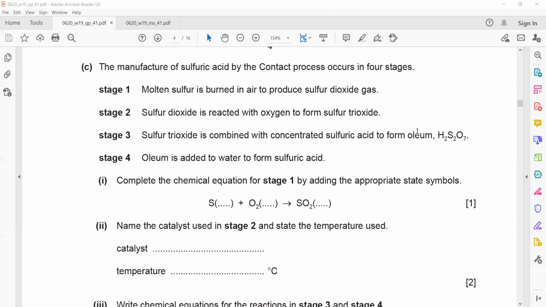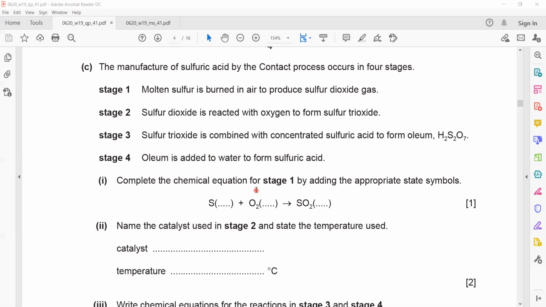Manufacturing of sulfuric acid by the contact process occurs in 4 stages. The molten sulfur is burned in air to produce sulfur dioxide gas. Sulfur dioxide is reacted with oxygen to form sulfur trioxide. Sulfur trioxide is combined with concentrated sulfuric acid to form oleum. And oleum is added to water to form sulfuric acid.